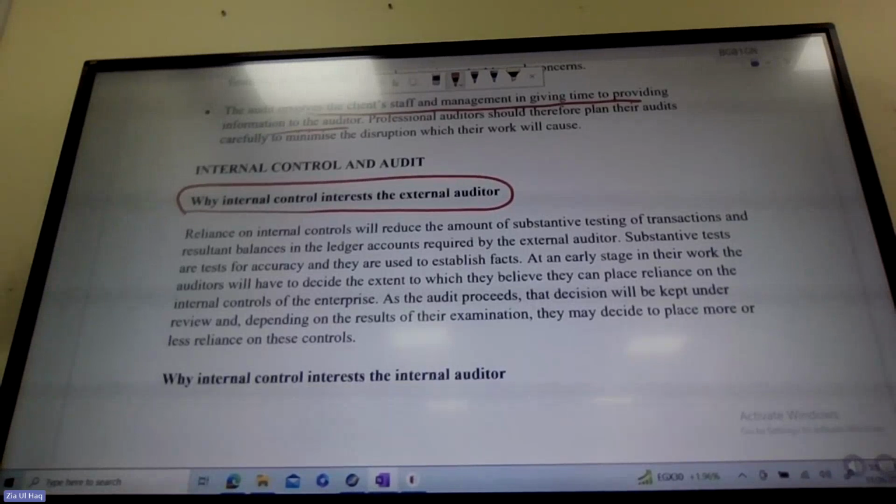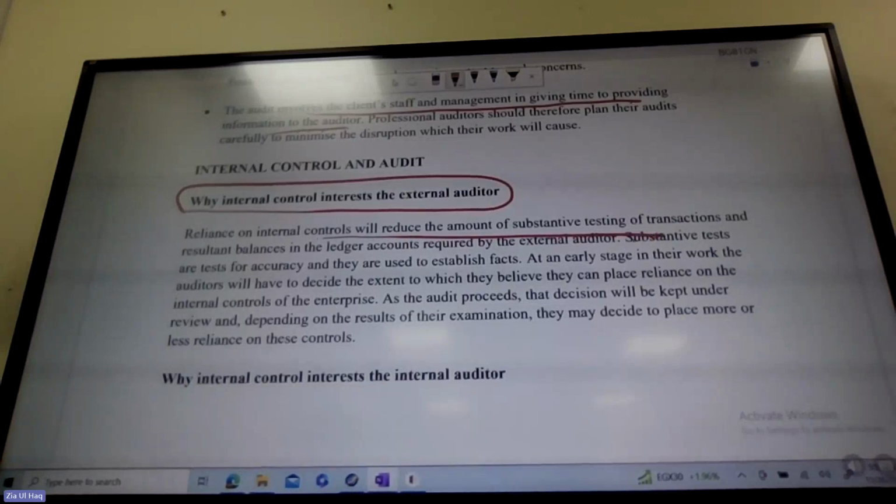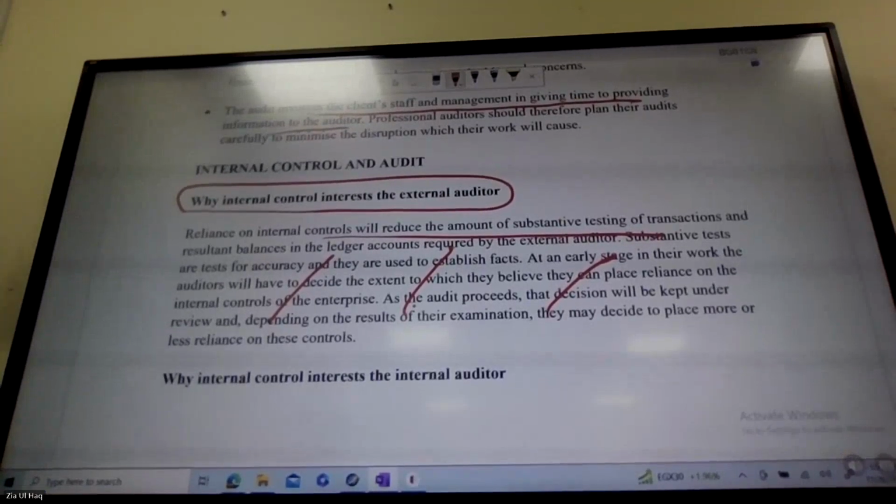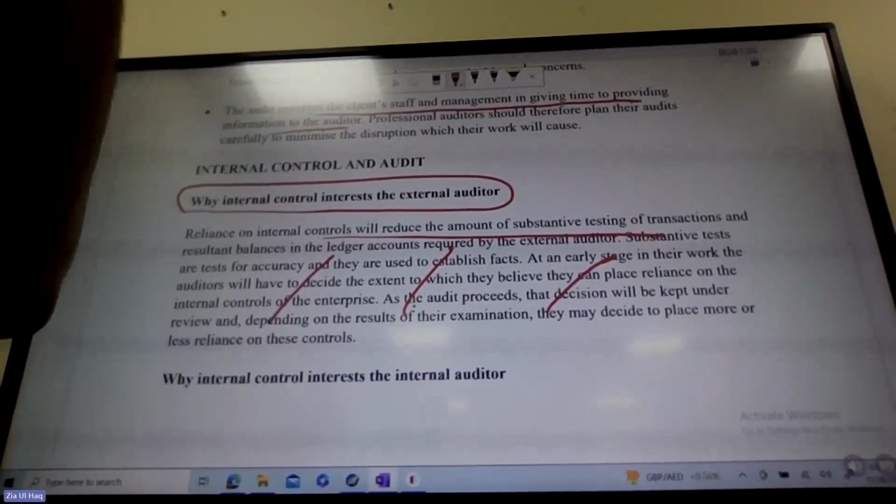During external audit, the internal control system is also reviewed. So reliance on internal control will reduce the amount of substantive testing. This is too much detail. I think you should avoid these things because these relate purely to audit. There are two types of procedure in audit: test of control and substantive procedure. When the auditor performs substantive procedure and when the auditor performs test of control, we will study it in the audit and assurance paper.